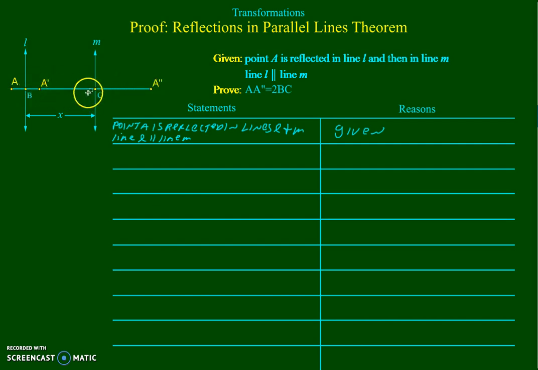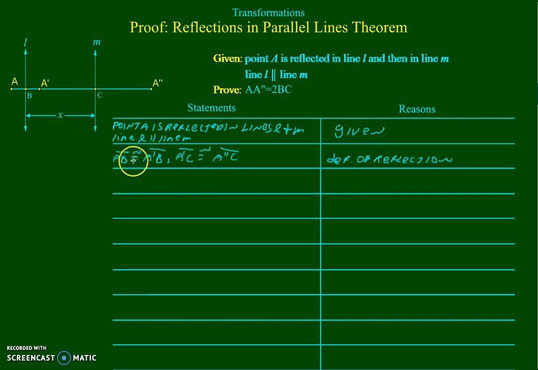So that's our next statement. We're going to write that right here. So here we've stated AB is congruent to A prime B, A prime C is congruent to A double prime C. Now, we can use the definition of congruent segments and say that the length of AB equals the length of A prime B, and the length of A prime C equals the length of A double prime C. So let's write that statement.